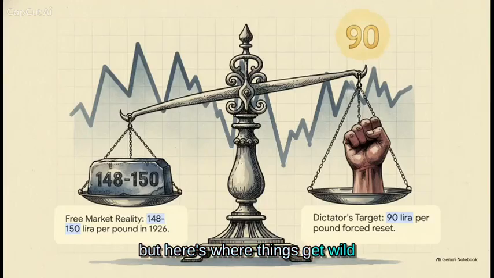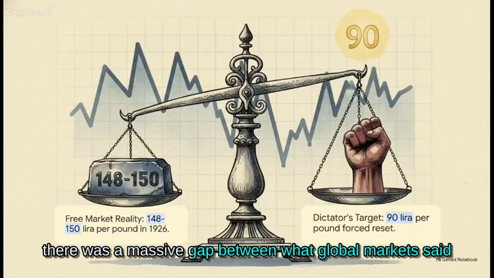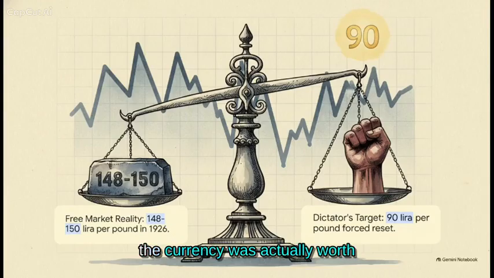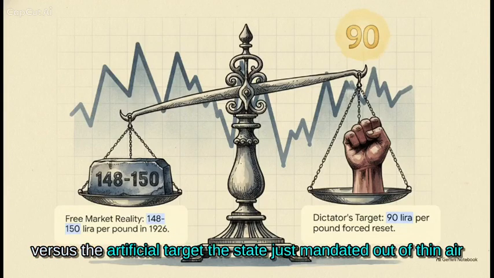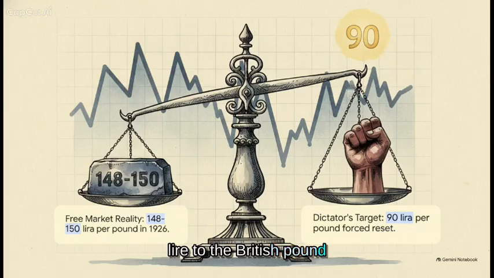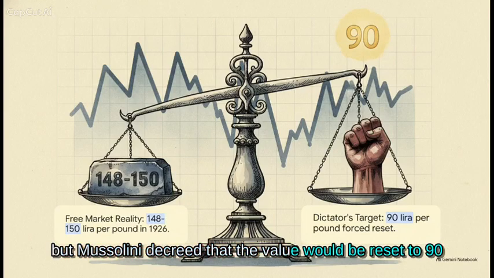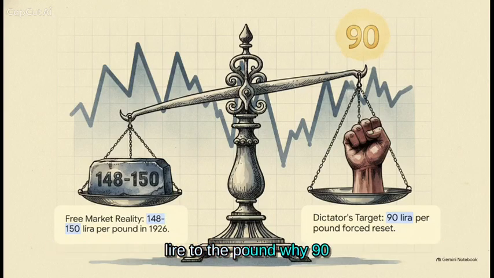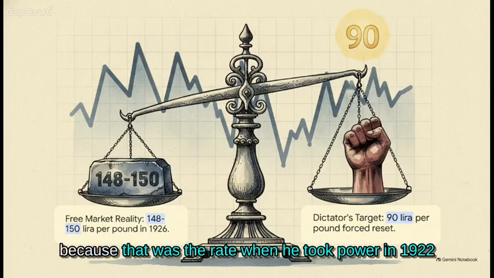But here's where things get wild. There was a massive gap between what global markets said the currency was actually worth versus the artificial target the state just mandated out of thin air. In 1926, the free market exchange rate was hovering around 148 to 150 lira to the British pound. But Mussolini decreed that the value would be reset to 90 lira to the pound. Why 90? Because that was the rate when he took power in 1922.